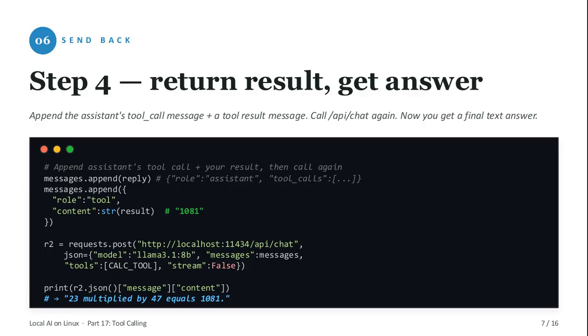Now you close the loop. Append the assistant's original reply, tool calls and all, then append a new message with role tool carrying the result as a string. Post back to /api/chat with the same tools list, and this time the model has everything it needs to produce a real answer: 23 multiplied by 47 equals 1081. That round trip, call, execute, return, is the entire pattern.